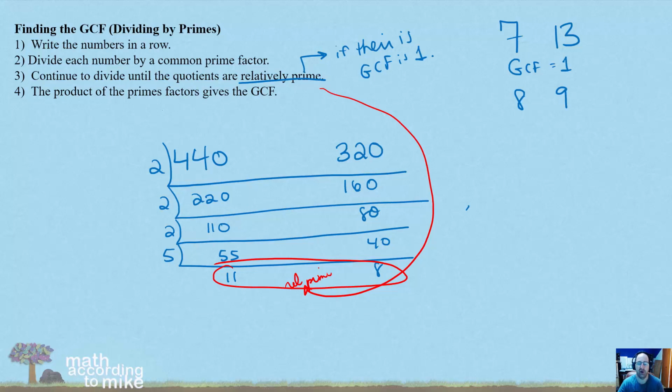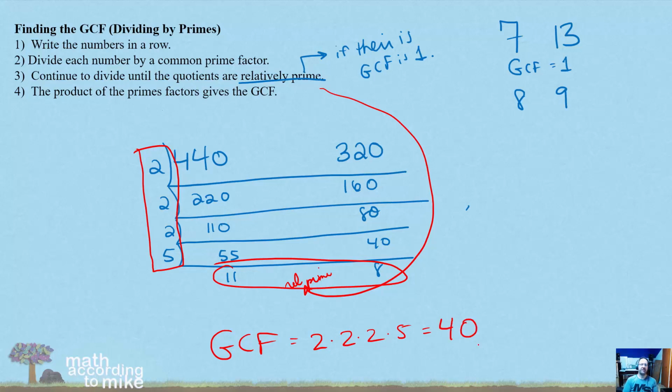So that tells the viewers at home, stop. Ignoring these numbers off to the side here, their product is the GCF. 2 times 2 times 2 times 5 is 40. So 40 is the largest number that divides evenly into 440 and 320.